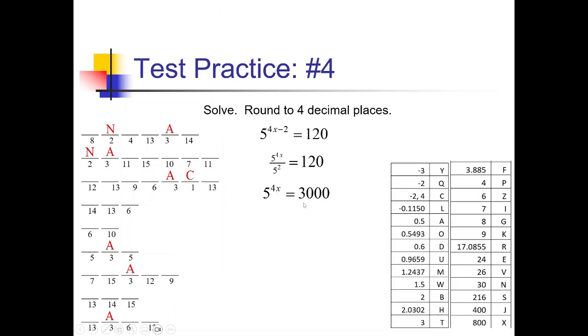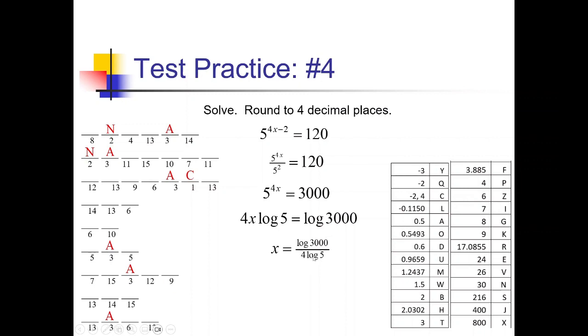At this point, I don't really have much of a choice. I'm going to have to go and take the log of both sides to get this x out of the exponent. So on the left side, I'll have 4x log 5. And I have to take the log of both sides, so I also have log of 3,000. To get x by itself, I'm going to divide by the 4 and the log 5. So that's going to be log 3,000 over 4 log 5.